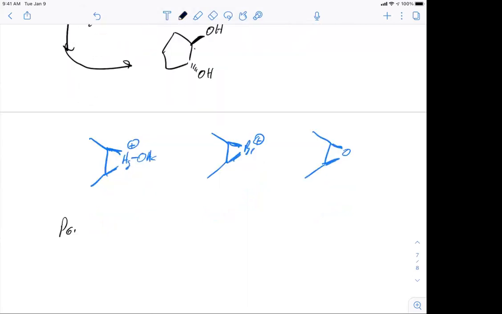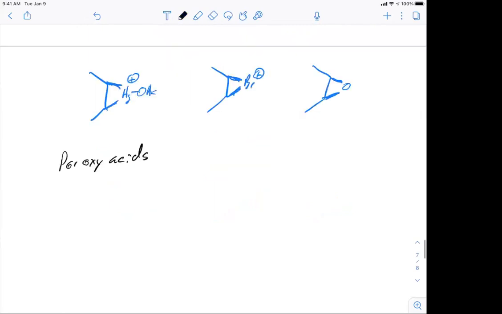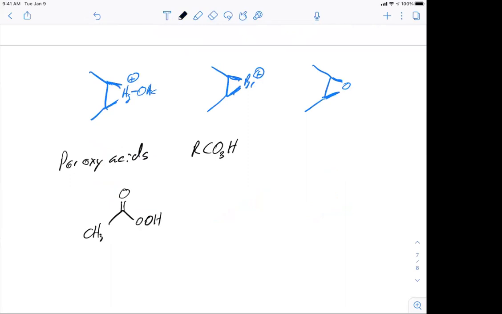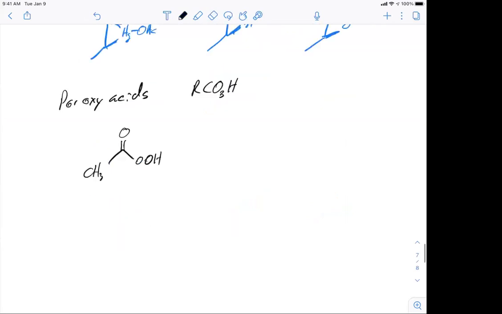Okay, for our peroxy acids, you will often see just the RCO3H. That's pretty common. Of the ones that you'll also see is this one, which is the acetate. So shorthand would just be CH3CO3H.